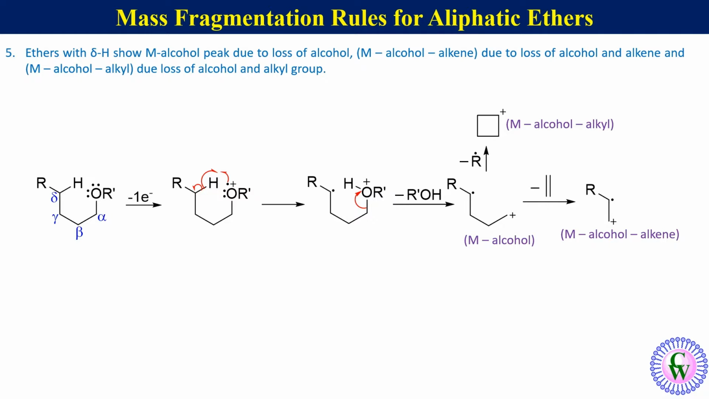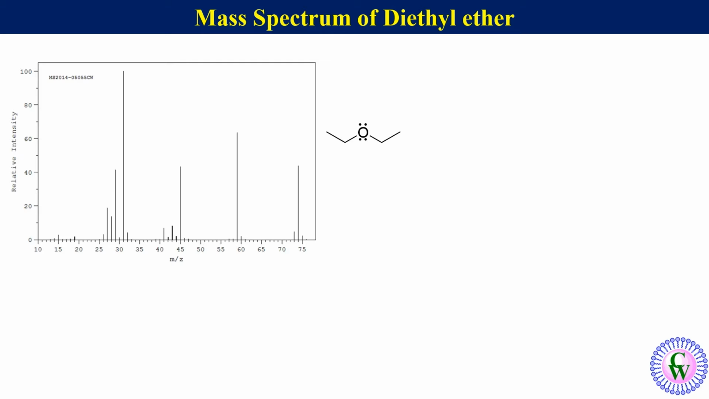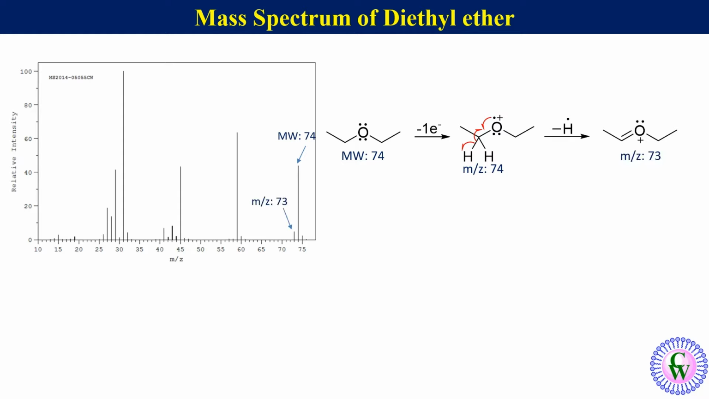Let's have few examples for more clarity. Mass spectrum of diethyl ether. Molecular weight of diethyl ether is 74. Removal of one non-bonding electron after electronic bombardment gives molecular ion with M by Z 74. It has proton at alpha carbon, so removal of H radical gives O-ethyl acetaldehyde oxonium ion with M by Z 73.